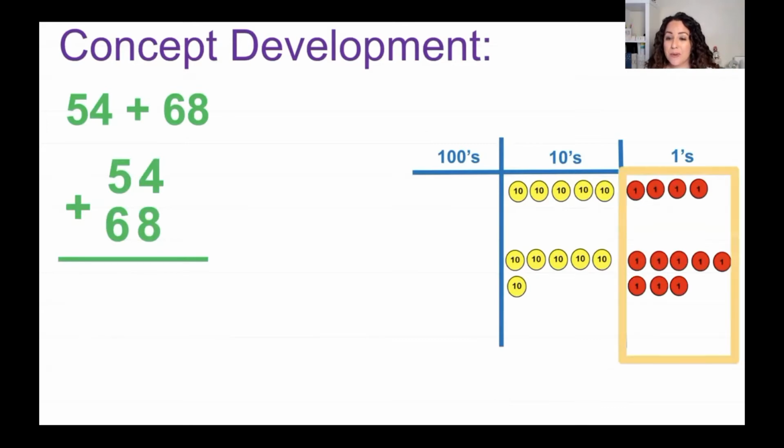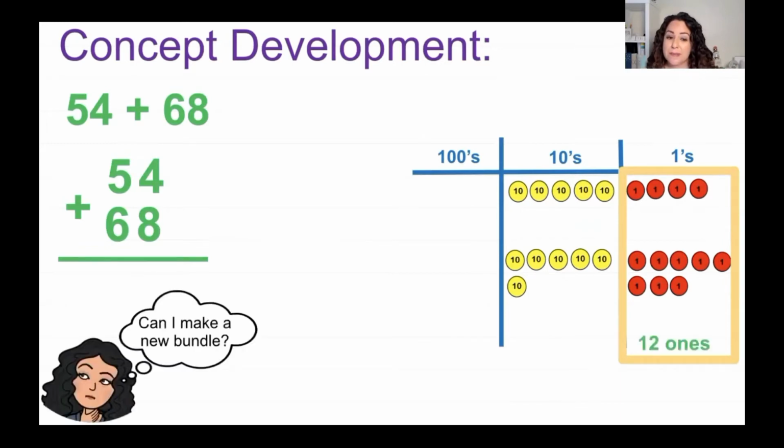So the first thing we're going to do is look at our ones. How many ones do I have? I have 4 on top and then 5 more and then 3 more. So I have 12 ones all together. So you have to ask yourself, can I make a new bundle? Well, if I have more than 10, I can make a new bundle. So let's go ahead and bundle up our ones together.